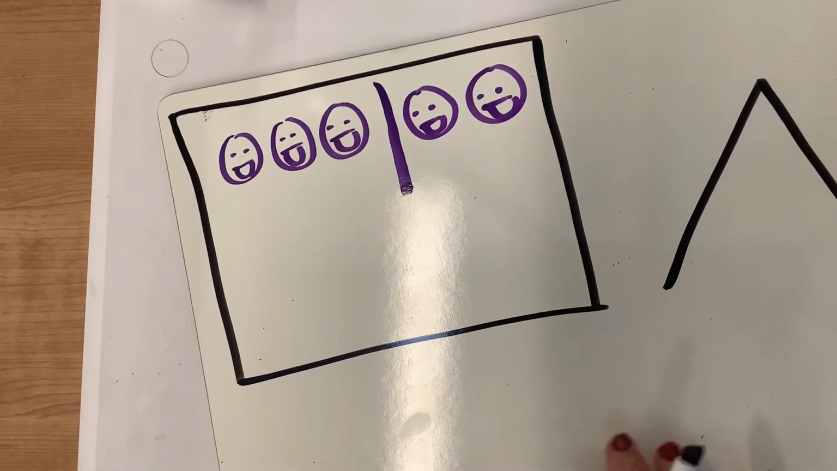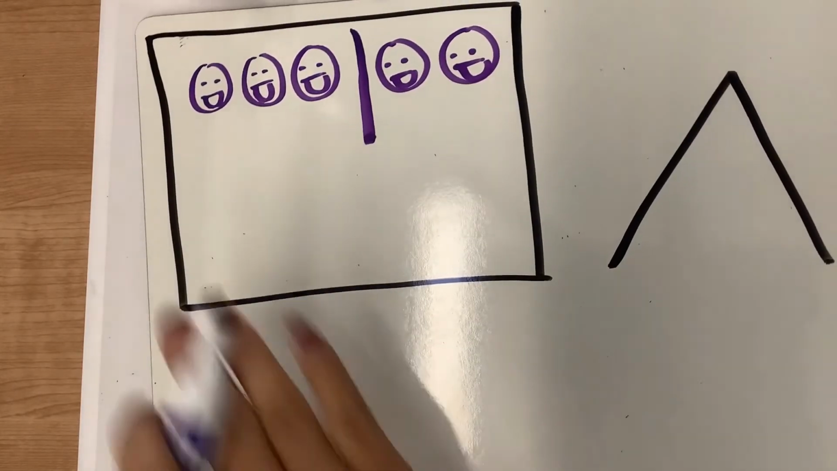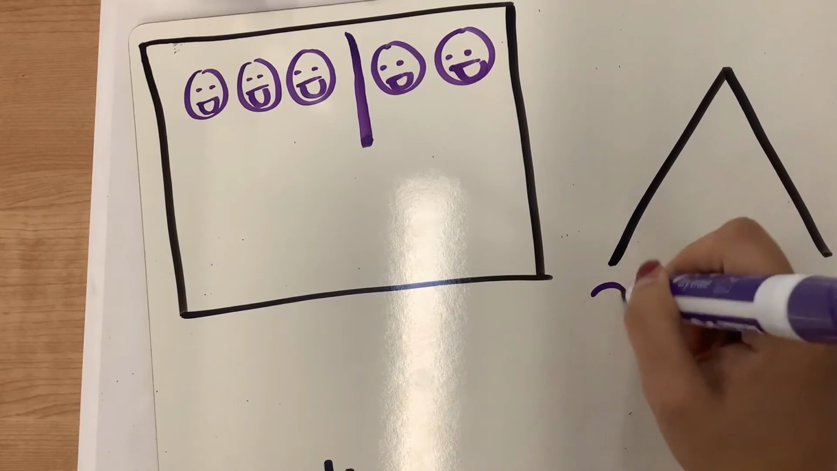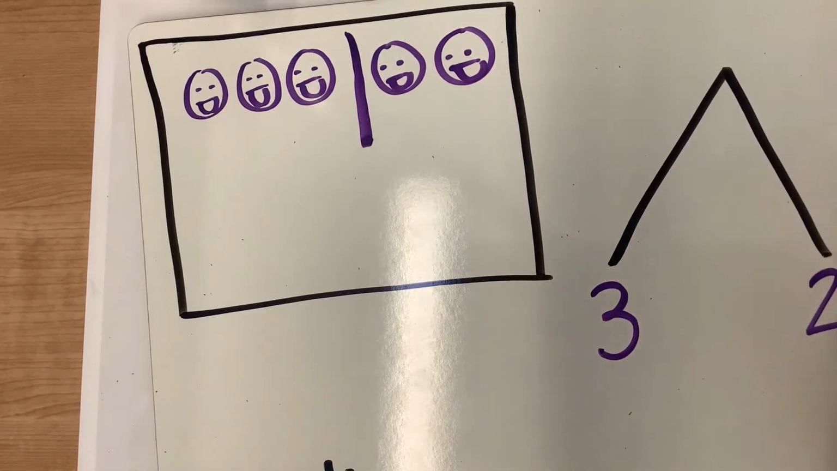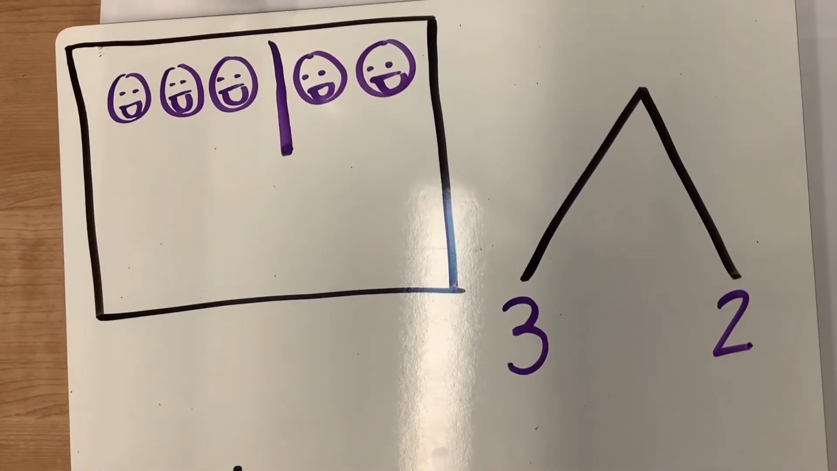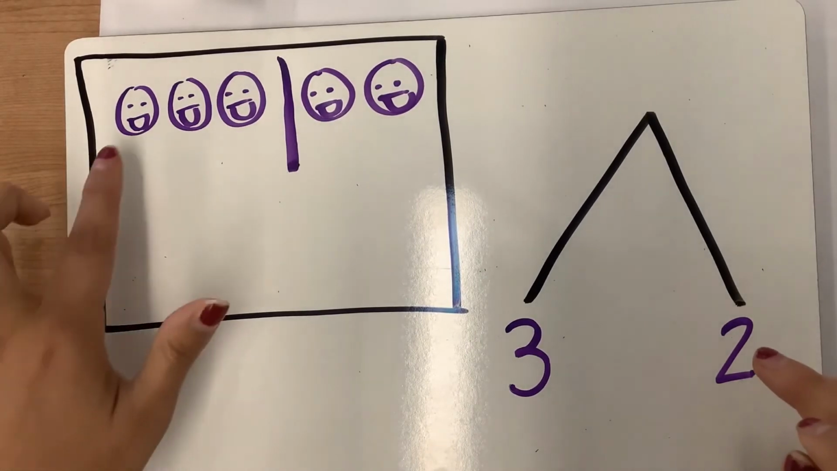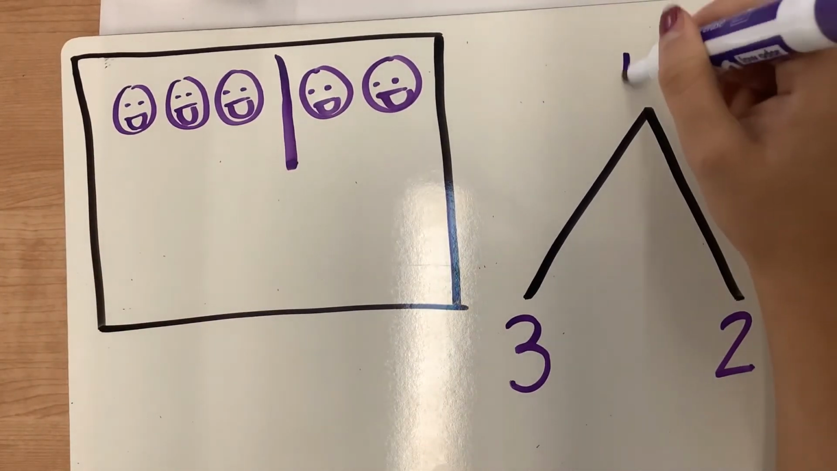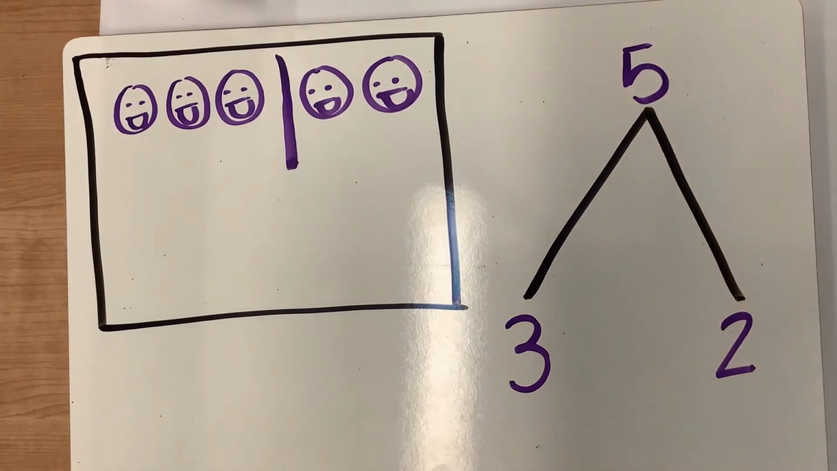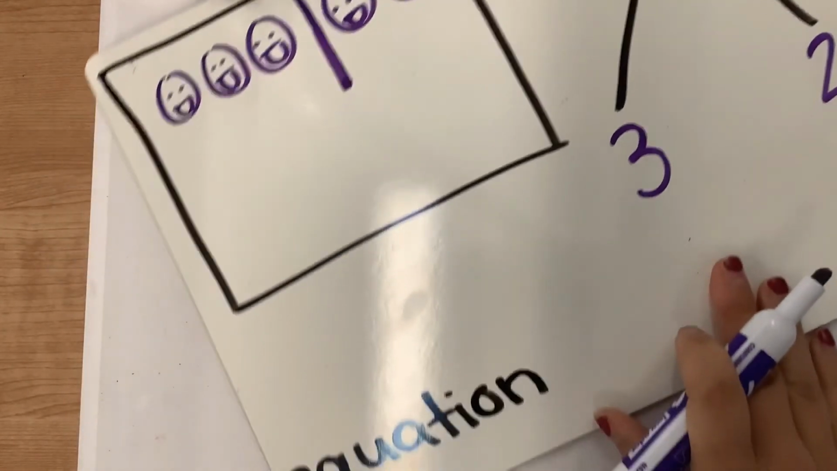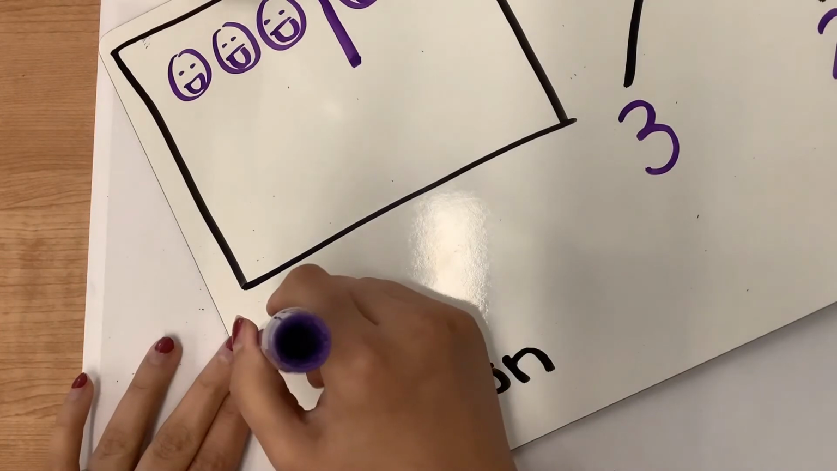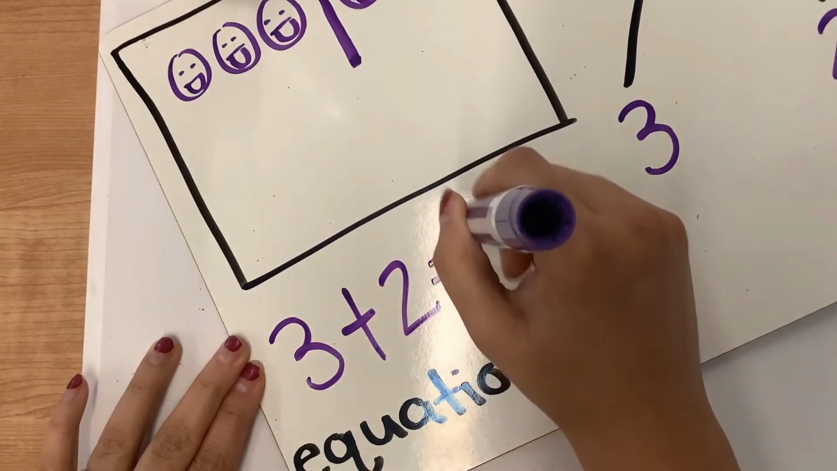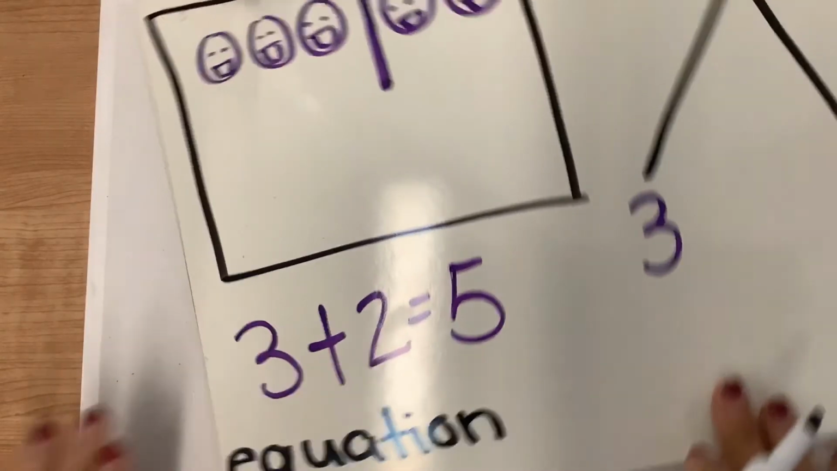All right. So our partners are 3 and 2. So I'm going to write that here. 3 and 2. And when you add them together, 3, 4, 5, you get a total of 5. Let's write that equation right here. 3 plus 2 equals 5.